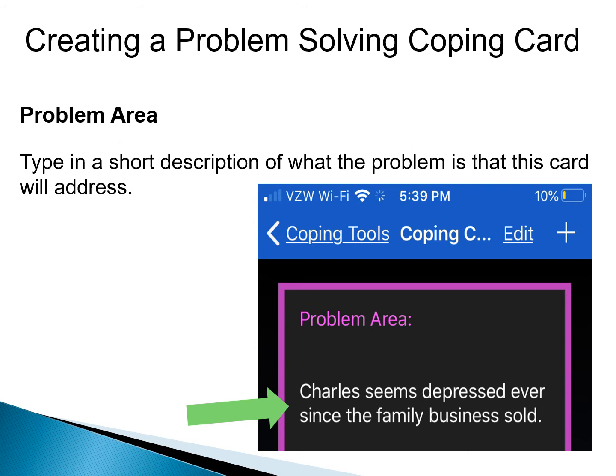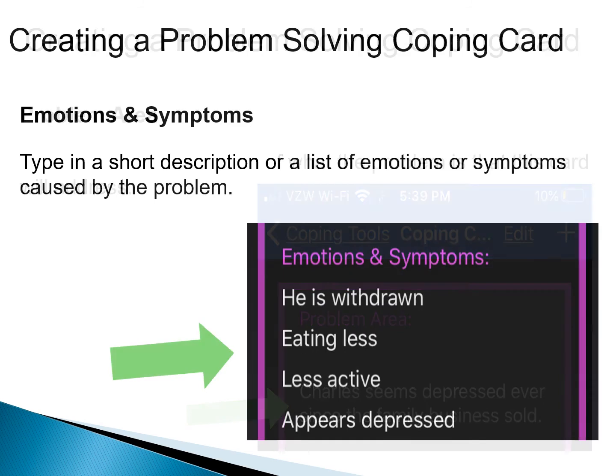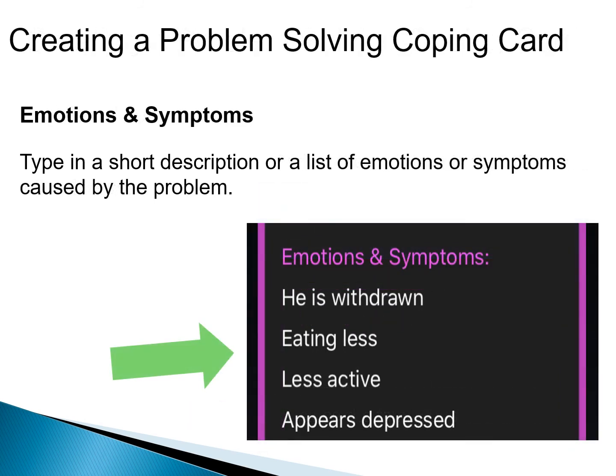Type in a short description of what the problem is that this card will address. For example, Charles seems depressed ever since I sold the family business. Type in a short description or a list of emotions or symptoms caused by the problem. For example, Louise added that Charles is withdrawn, eating less, is less active, and appears depressed.